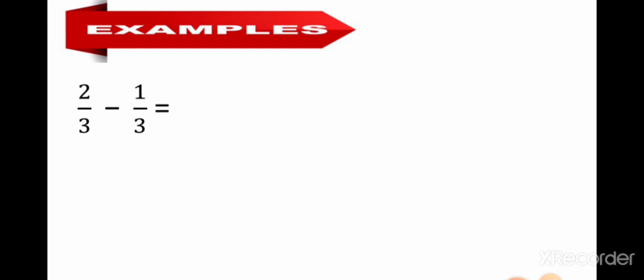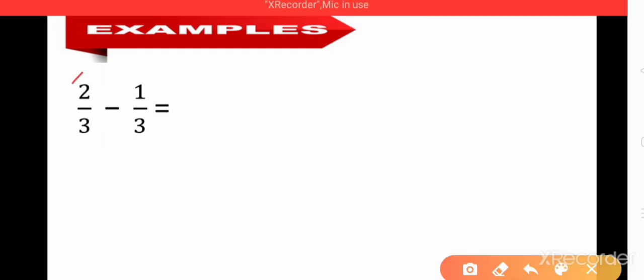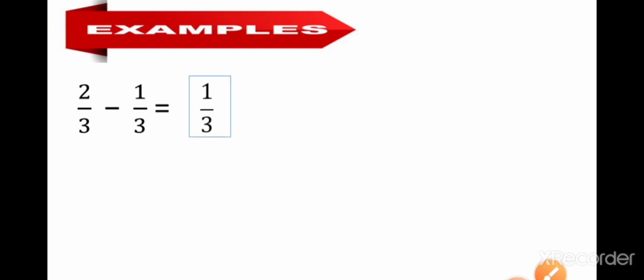We have 2 over 3 minus 1 over 3. So, yung numerators, 2 and 1. 2, magtanggal ka ng isa, ang matitira ay very good, isa. So, copy the common denominator which is 3. The answer will be 1 over 3.